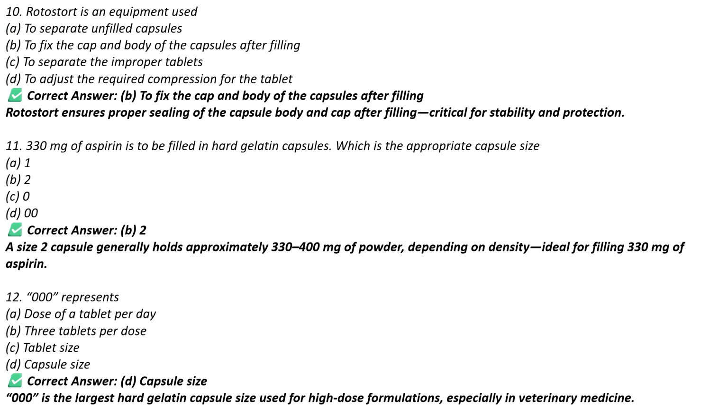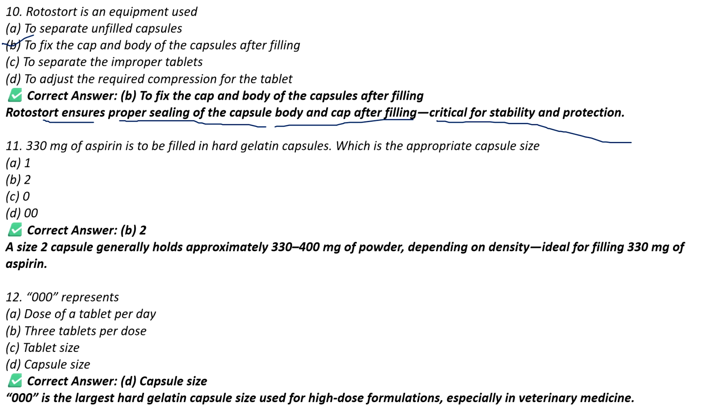So moving on to the next question, the rotostat is an equipment that has been used for, and the options are to separate the unfilled capsules, to fix the cap and the body of the capsules after filling, to separate the improper tablets, or to adjust the required compression of the tablets. So the rotosort basically helps you to ensure that there is a proper sealing of the capsule's body and cap after filling, which plays a very important, critical role for its stability and protection. So we can say option B, that says to fix the cap and the body of the capsule after filling, is the correct answer for this question.